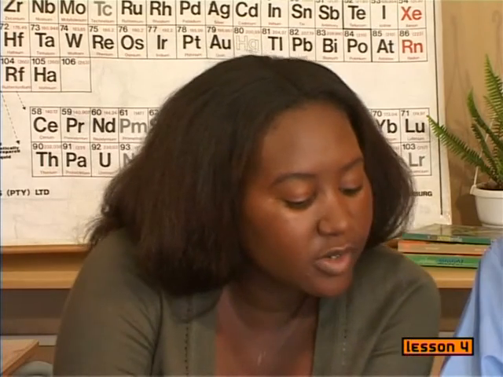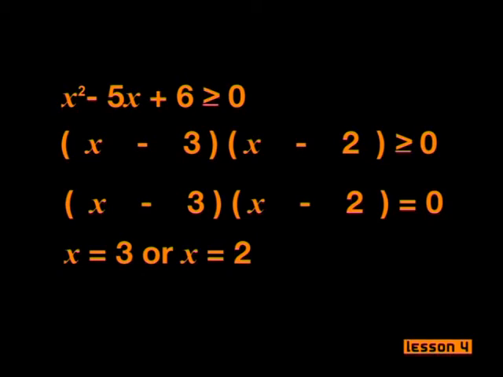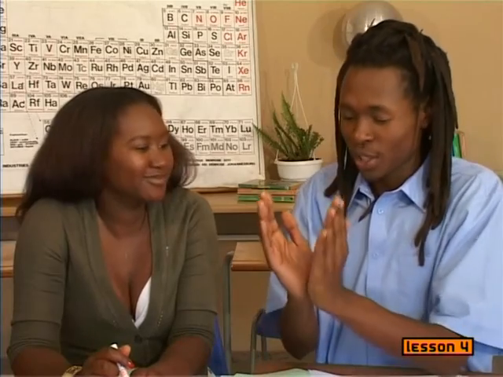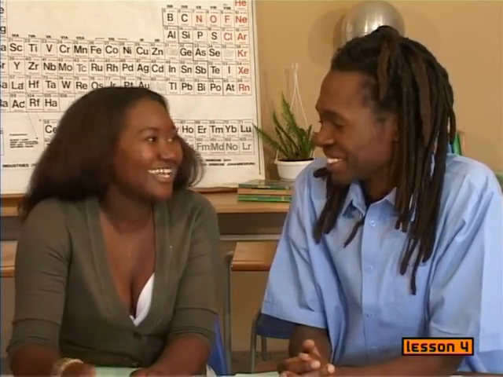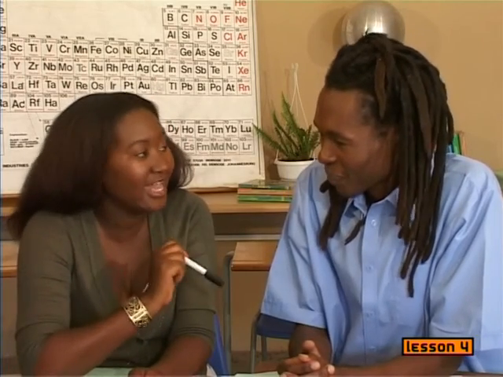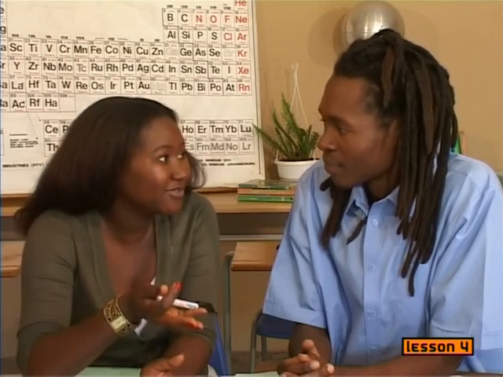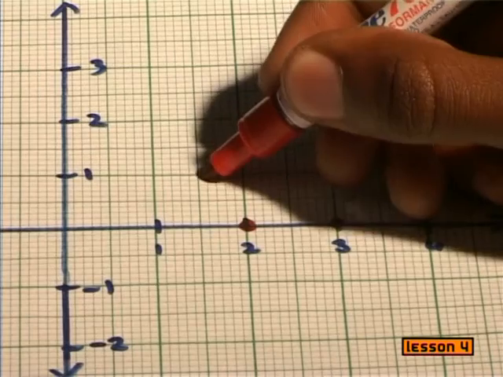Good. Now have a look at the inequality again. Is the a value of the quadratic positive or negative? It's positive. And what does that tell you about the shape of the parabola? Does that mean it will look like this? Like a happy face? Yes, it does. And now that you have the shape and the x-intercepts of the function, you have all you need to draw a rough sketch of the graph. Why don't you do that for us?